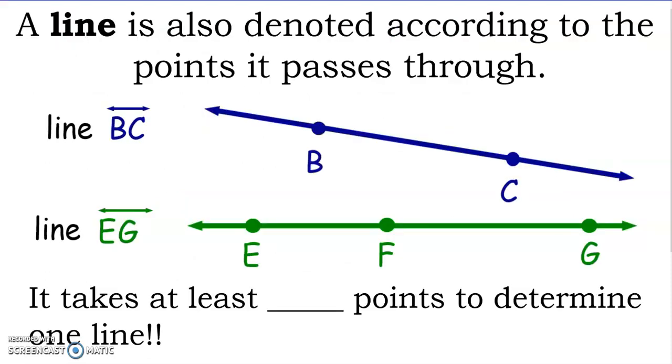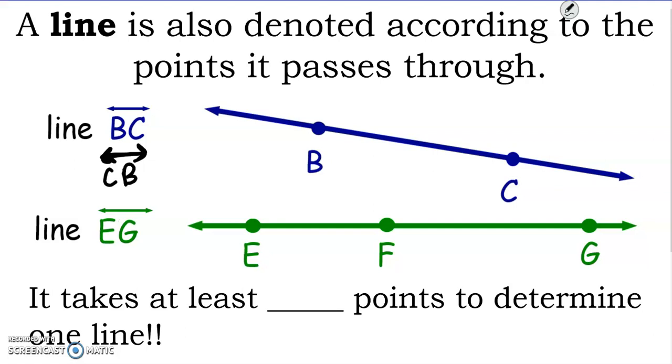So for example, we have line BC, and we can also call this line CB. It does not matter which order you put the points in. But notice the notation, it looks like a line right above our 2 points.